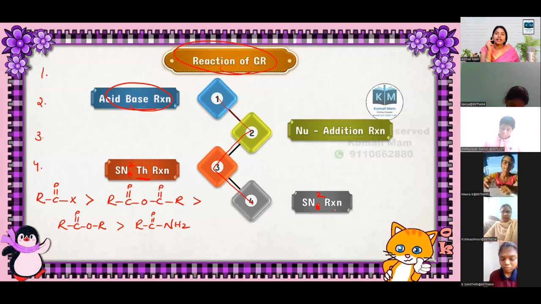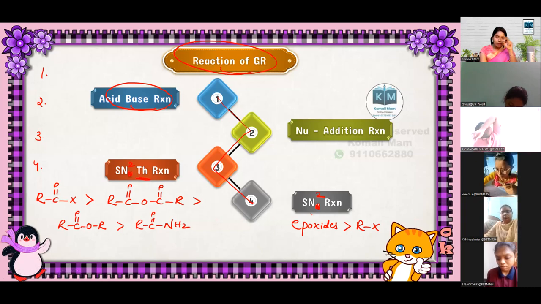Next, the fourth one, SN2 reaction. There you write epoxides greater than alkyl halides. I'll tell you. Epoxides, in the sense, just now you studied, no? That oxirane, the three-membered ether, the four-membered ether, those are epoxides. Of these four, you will mostly be studying the first and second. Mostly you see first and second only in your syllabus.